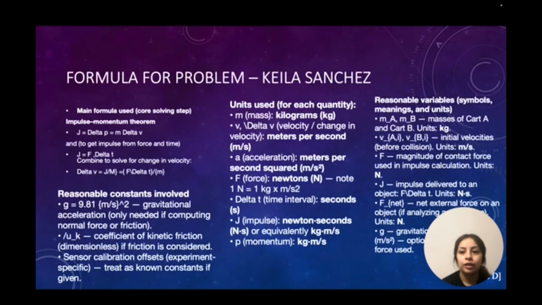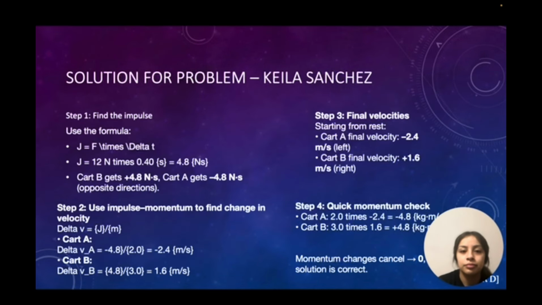The main formula I used was the impulse equation. Impulse equals mass times change in velocity. I also employed force times time. The variables include mass, velocity, force, time, and impulse. The units are newtons, seconds, kilograms, and meters per second. These are standard units for any collision problems in physics.